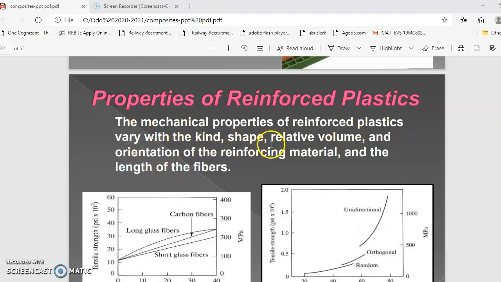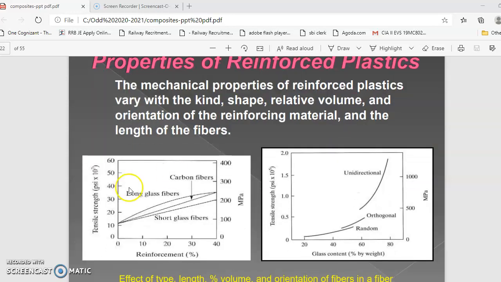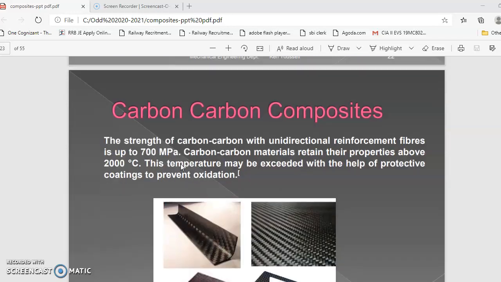They vary with the kind, shape, relative volume and orientation of the reinforcing materials and length of the fibers. So if the fiber is long, the strength will vary. If the fiber is short, and how they're distributed, in horizontal manner or vertical manner, all those influence the strength of any composite.